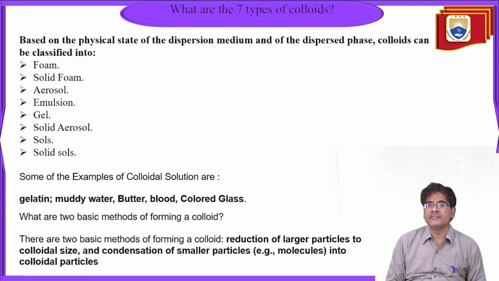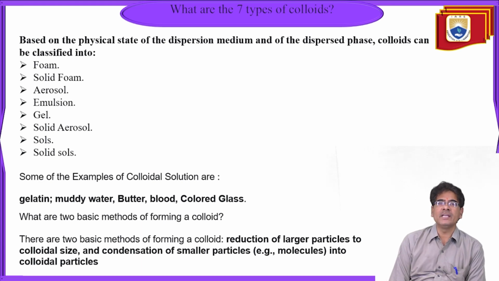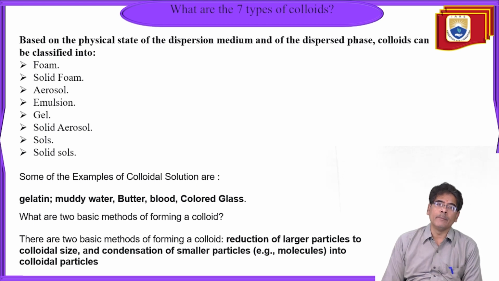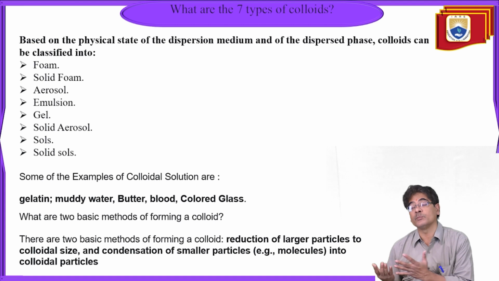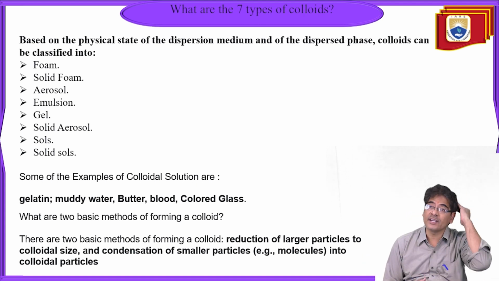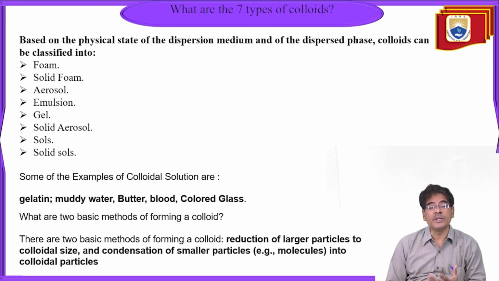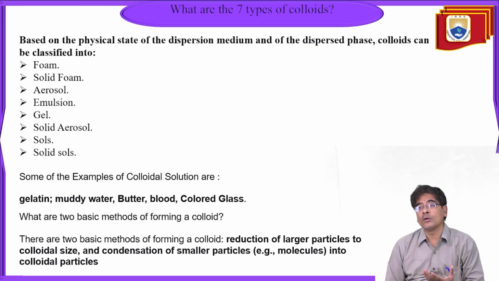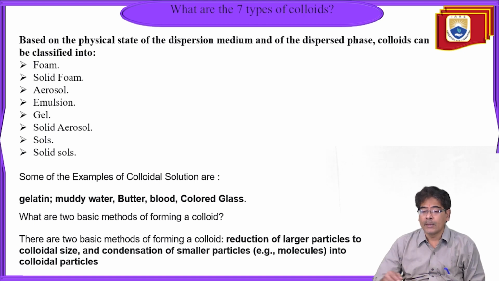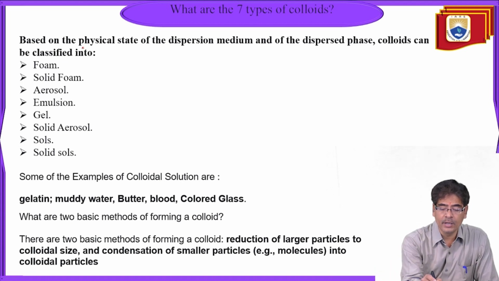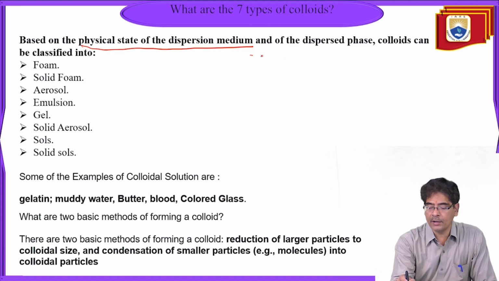Now, what are the 7 types of colloids? Basically, based on the physical state of the dispersion medium and of the dispersed phase, meaning solid to liquid to gas, based on the phase transitions, right? So based on the physical state of the dispersion medium and of the dispersed phase, colloids can be classified into 7 types.